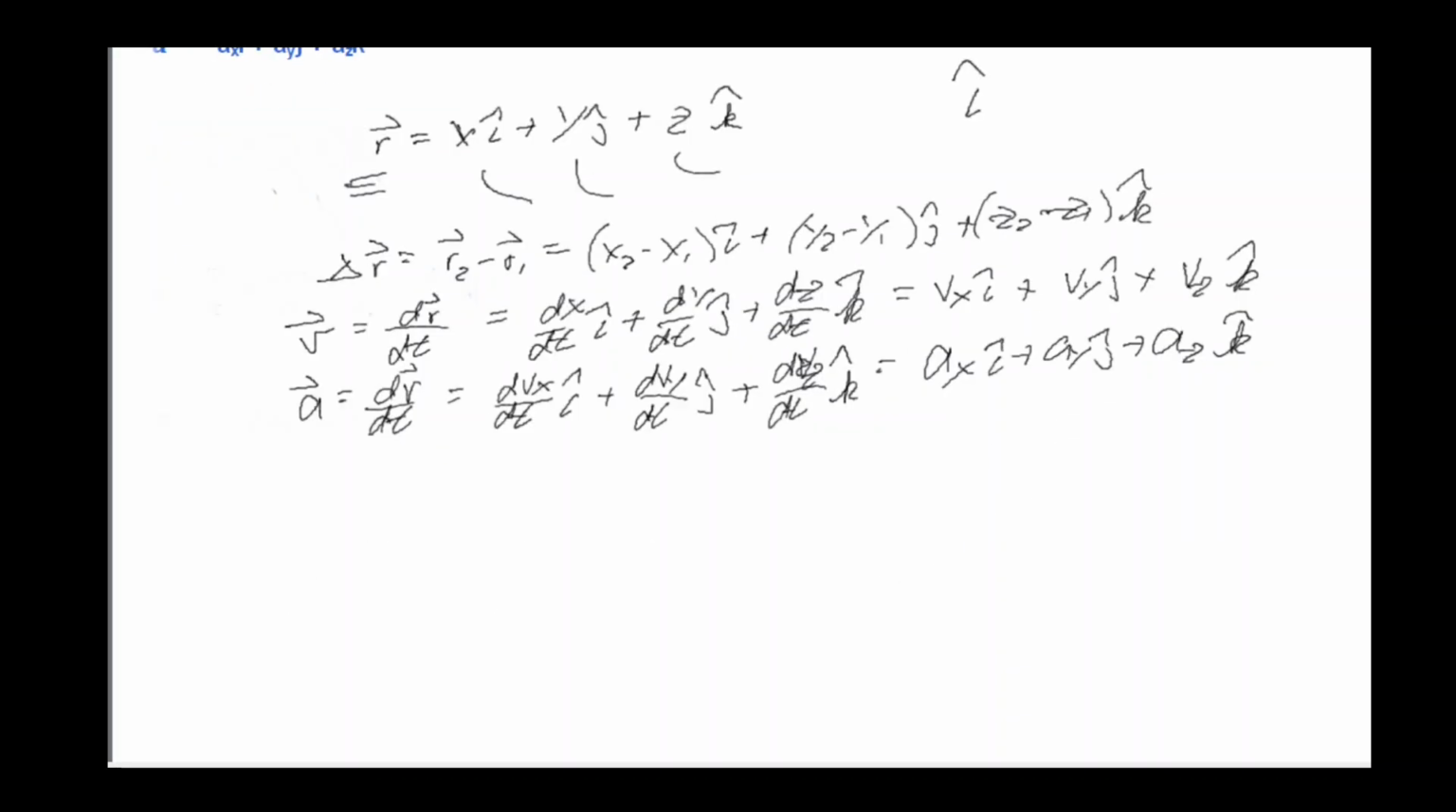We can integrate acceleration to find velocity and velocity to find r as follows. The integral of a dt is equal to v, and the integral of v dt is equal to r.